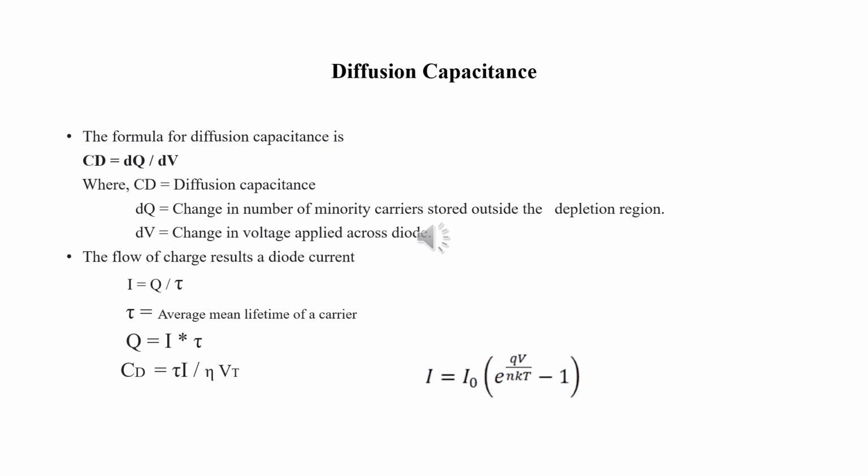Then differentiate the rate of change in number of minority carriers stored outside the depletion region with the change in voltage applied across the diode, and substitute the I value and Q value in the current equation. We get the final result: CD is equal to tau I by eta Vt.